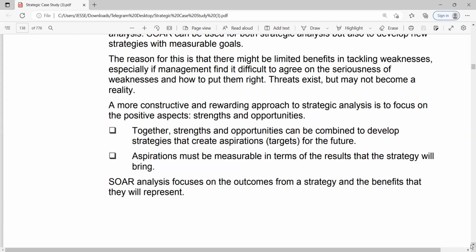There might be a whole disagreement on how serious the weaknesses are and how to put them right. So let's not focus on the weaknesses. Let's not focus on the threats. They might not even materialize. Let's focus on the positive side and harness it.